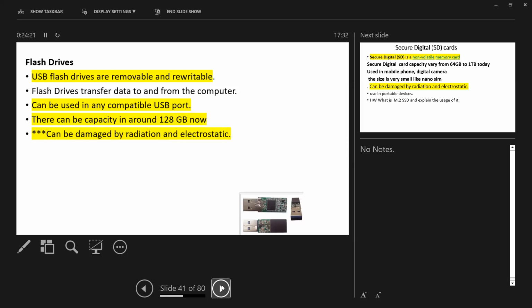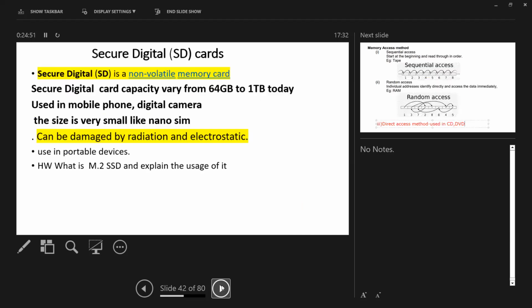USB flash drives are removable and rewritable storage devices. Flash drives transfer data to and from the computer and can be used in any compatible USB port. The capacity can be around 128 GB now. They can be damaged by radiation and electrostatic charge, so high radiation or electrostatic charge can be harmful.